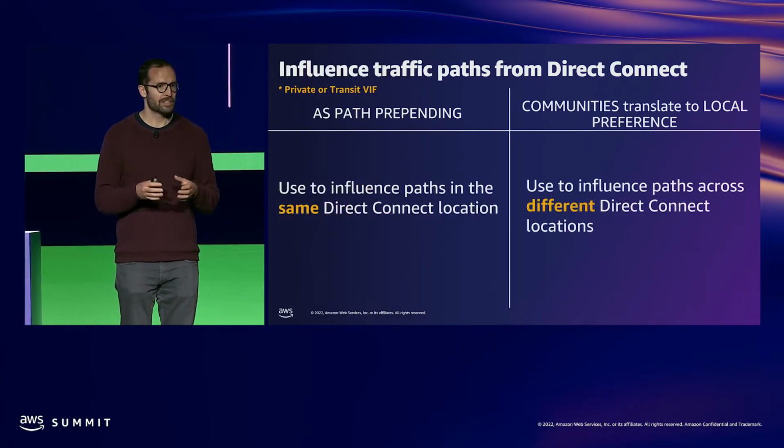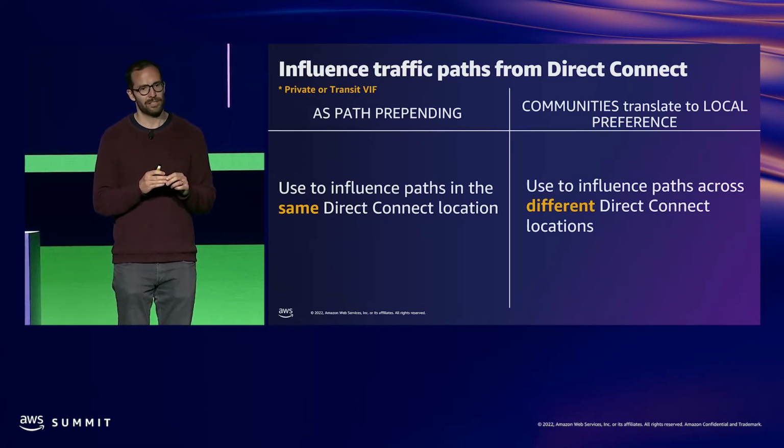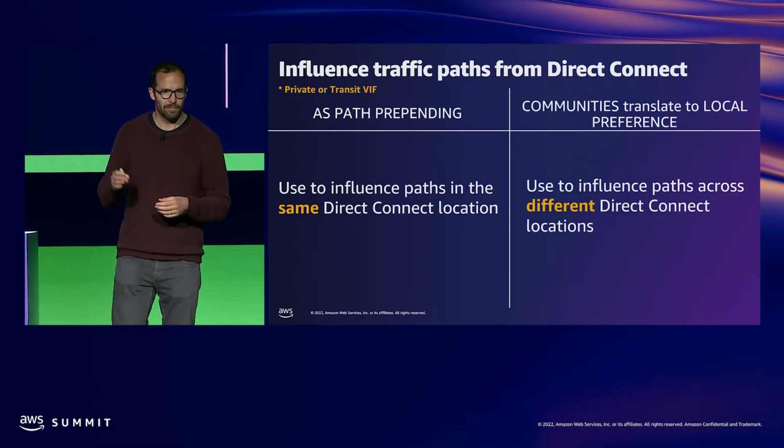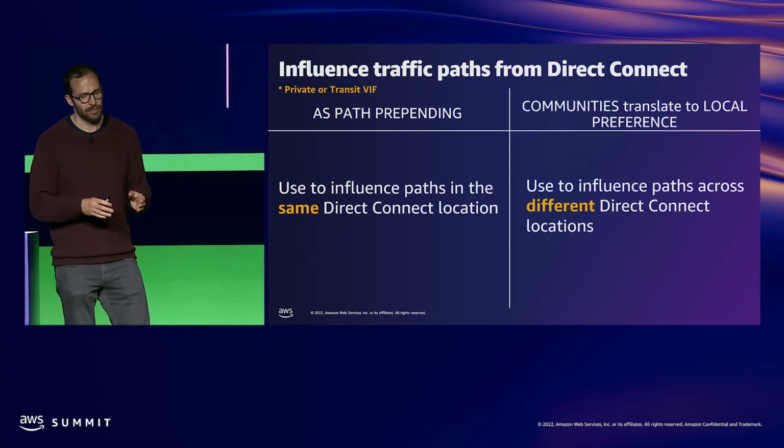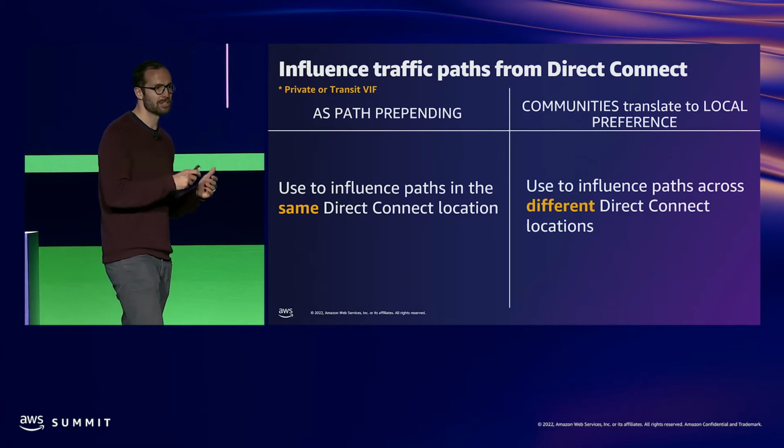So when you're setting this up on AWS, on your Direct Connects, use ASPath prepending for influencing traffic in the same Direct Connect location. So that's a scenario where you have one location, multiple links, and you're influencing traffic between them. If you have multiple locations, you've got to use communities that translate to local preference.